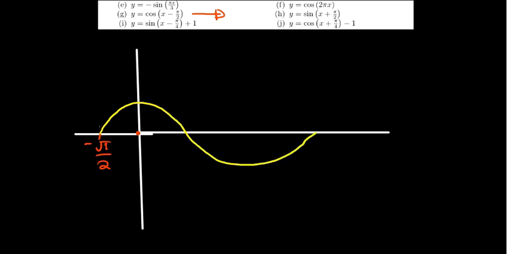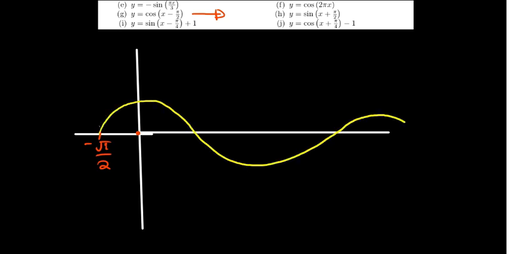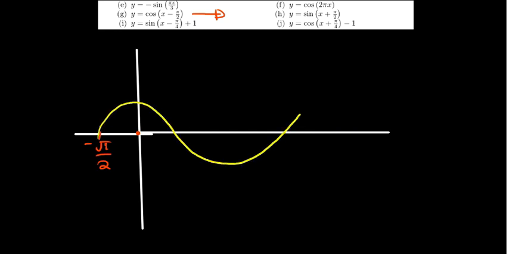The idea remains the same in terms of sketching. So instead of starting from 0, it's going to start at negative pi over 2. Now it starts from where? It starts like that. So it's going to start from there. It's not so uniform. Okay, something like that.